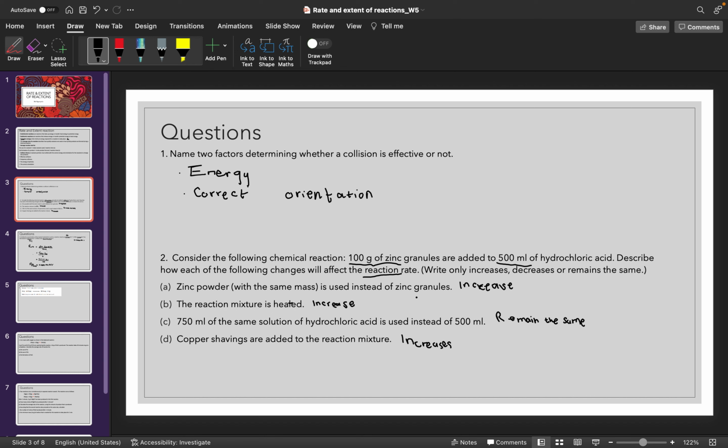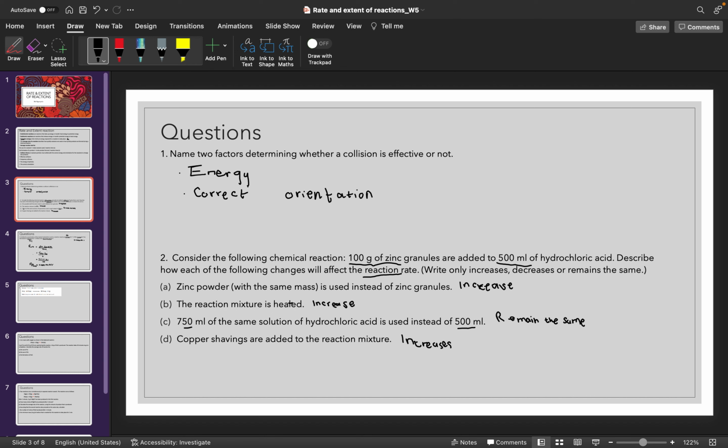And C, it says what will happen to the reaction rate if 750 mL of the same solution of hydrochloric acid is used instead of 500 mL. So the reaction rate will remain the same. Why? Because the reaction rate is independent of the volume of the reactant. So as much as you can increase the volume of the reactant, the reaction rate will still remain the same.